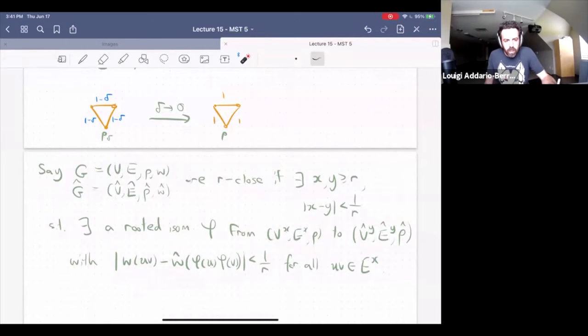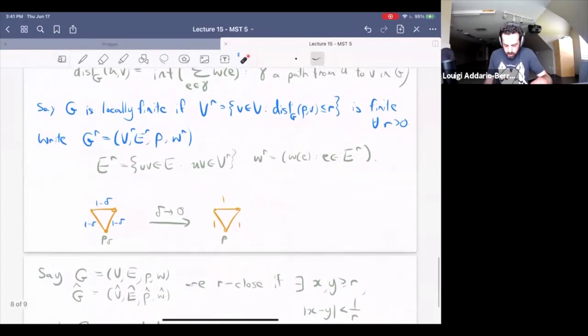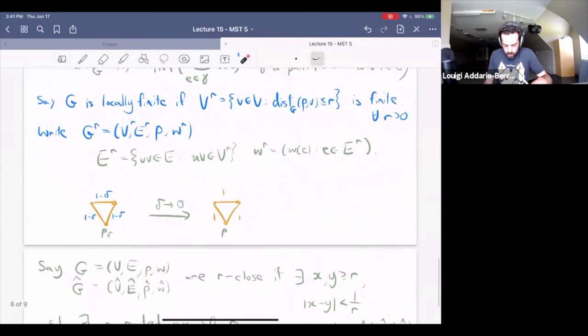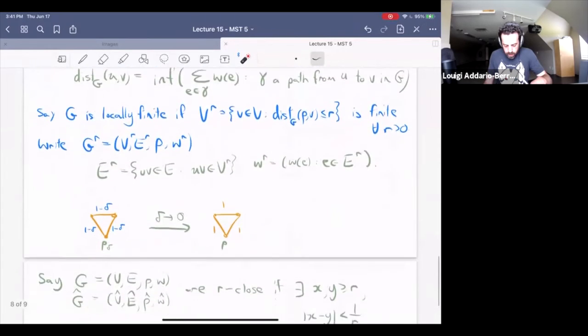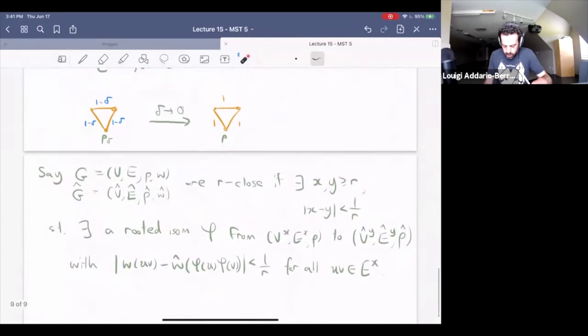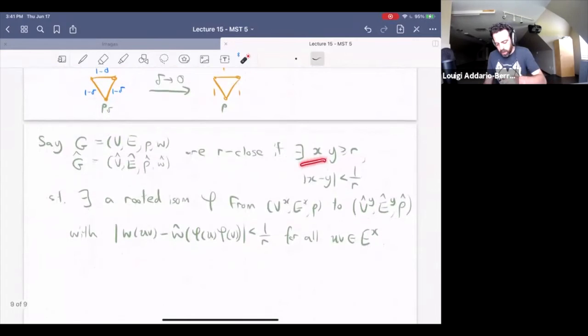Don't you need to replace V_x by approximate balls? So the approximation being here, I'm not sure I understand the point.